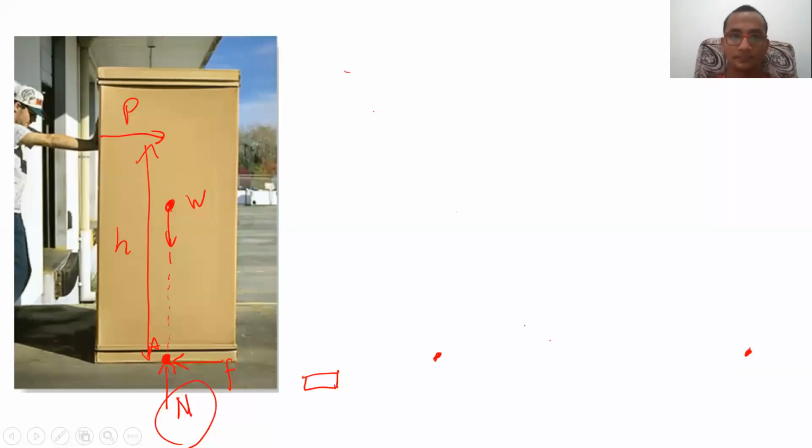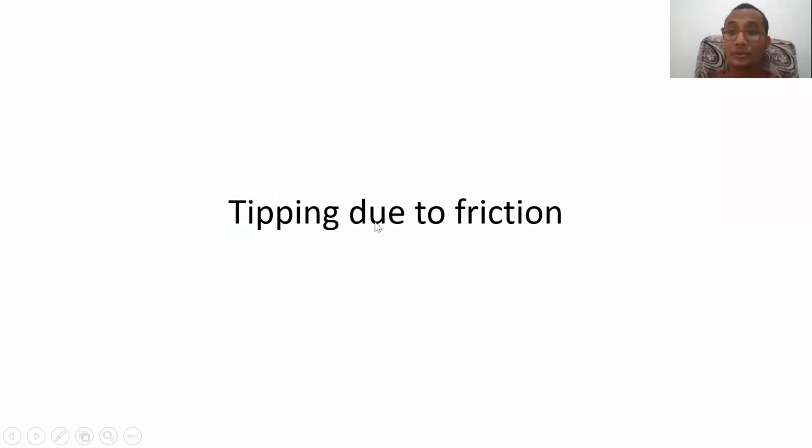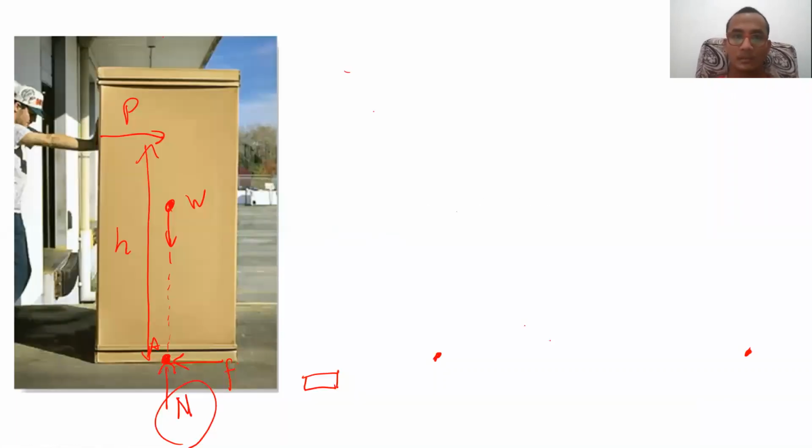Okay, let's continue again. So what I have discussed yesterday is about tipping due to friction, okay? Tipping due to friction. So up until yesterday, what you have learned is a friction where all the things, we assume it as a point instead of a box or rectangular or something like that, which has dimension of length and width, okay? So up until yesterday, what you have learned is just a point equilibrium.